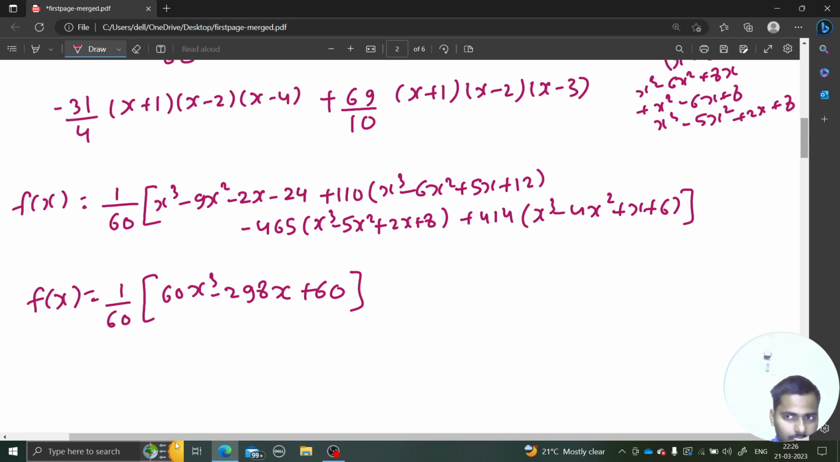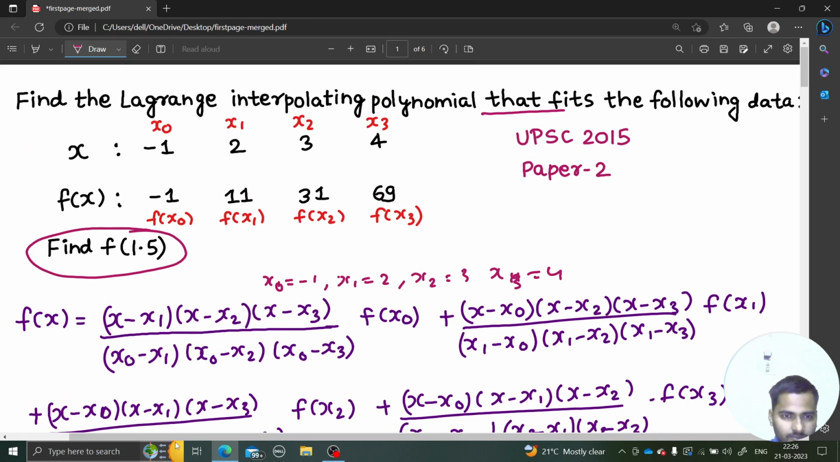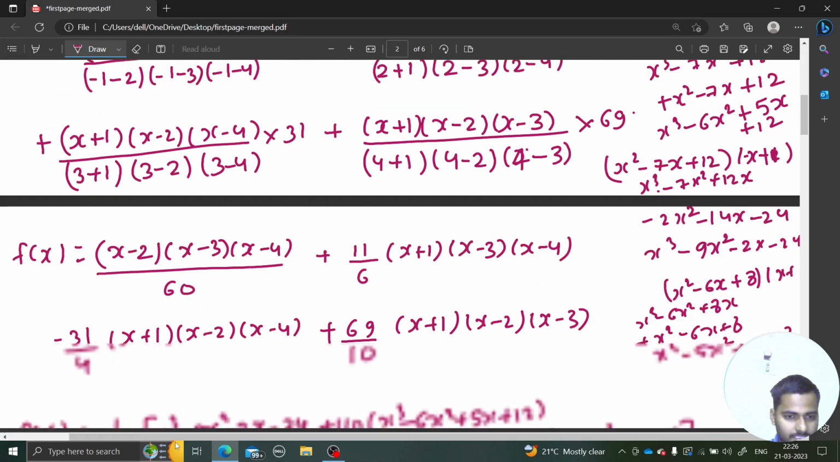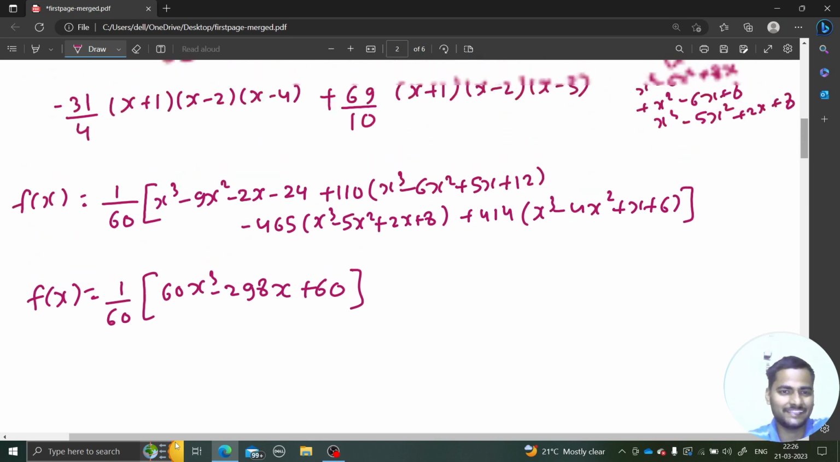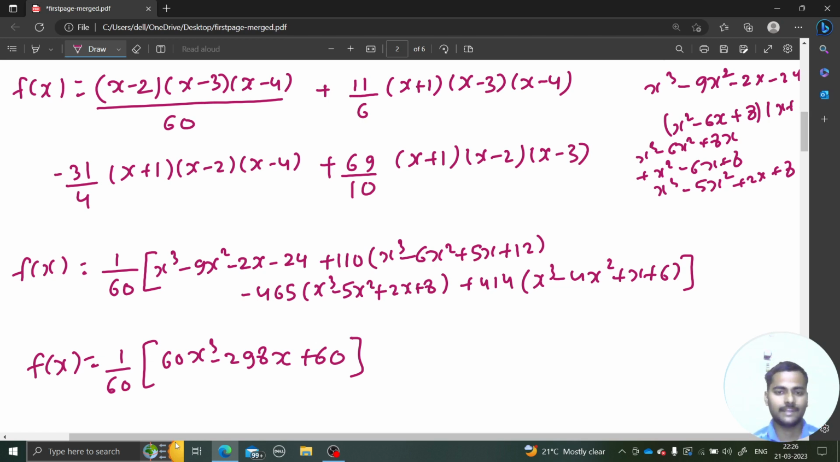Now if I check for any one value, so if I put minus 1, I should get minus 1. So if I put minus 1 in this, I will get minus 60, plus 60 gone, and this should give me minus 1. So 298 by 60 is not giving me minus 1. So I think it's incorrect again. I will have to do all that hard work once again.